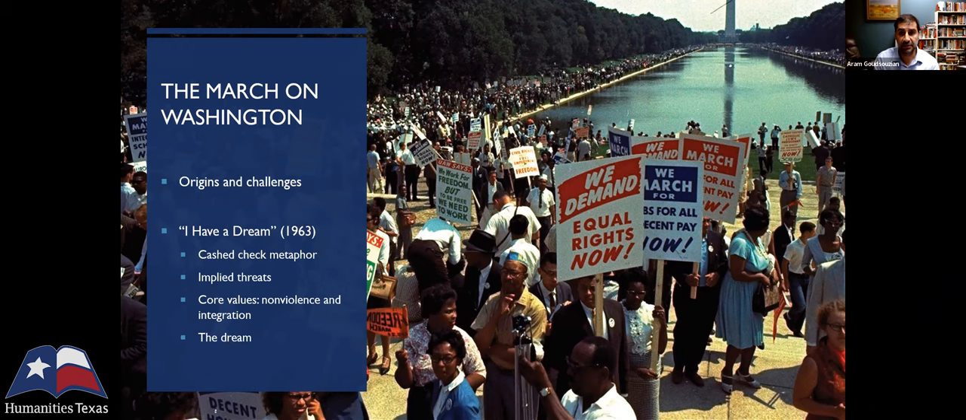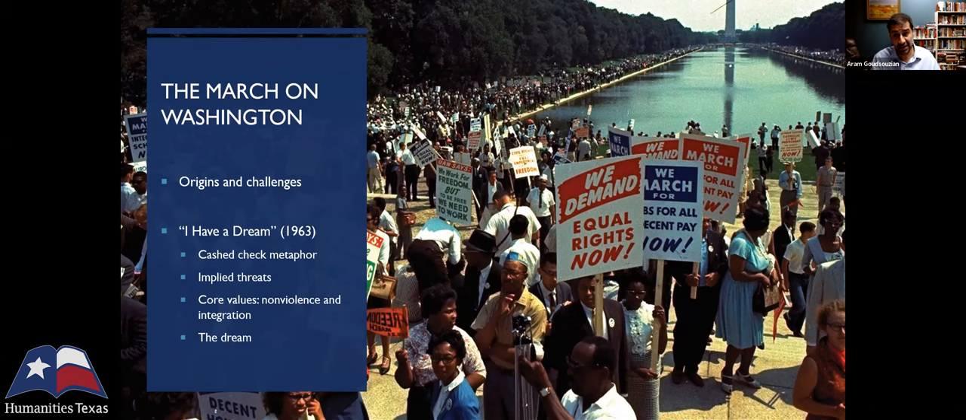A. Philip Randolph, the labor leader, president of the Brotherhood of Sleeping Car Porters, had called for a March on Washington in the context of World War II, because of the segregated war industry and also the segregated military. And ultimately there was no march at that time because Roosevelt issued an executive order that desegregated some war industries. But A. Philip Randolph, Bayard Rustin, these are the original architects of the March on Washington.